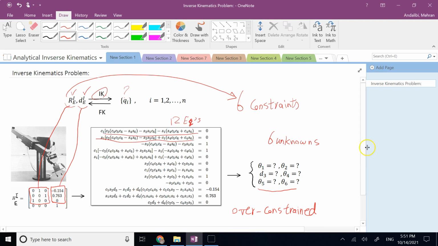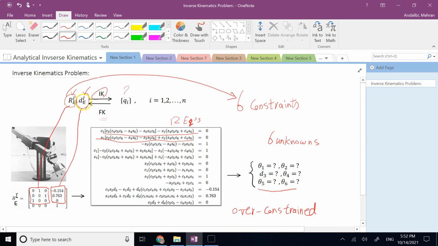So that's one problem. The other problem we have is the multitude of solutions. If you remember, if I give you the variables theta 1, theta 2, theta 4, 5, 6, and d3, and the geometry of the robot, then there is one unique solution that you will find for the rotation matrix and the position vector. As long as the values I give you for the 6 variables are within their mechanical limits, there is always a unique solution to the forward kinematics problem.